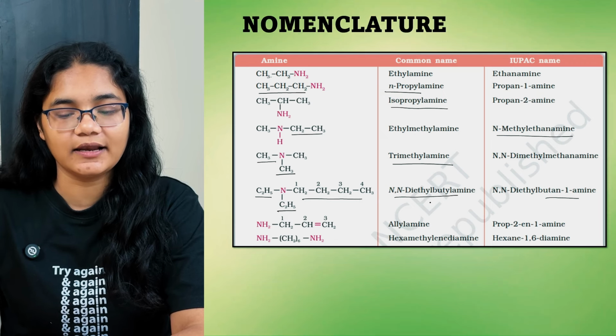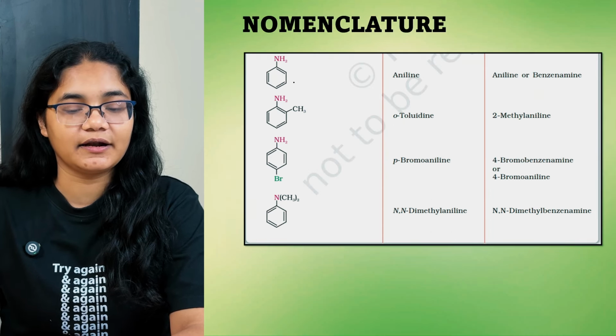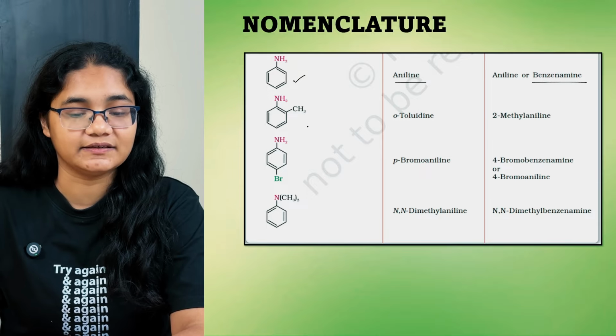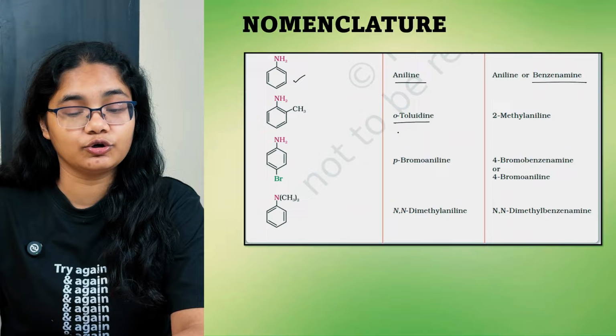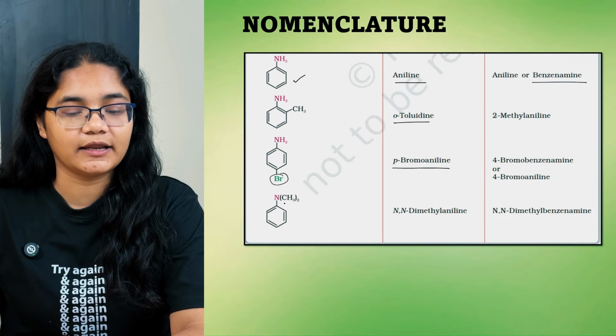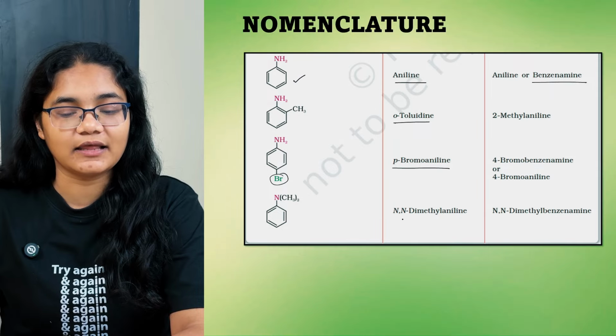Okay, N,N-diethyl butanamine. Now this is the nomenclature, and here for the aromatic amine NH2, the common name is aniline and the IUPAC name is benzenamine. Here if you have a CH3 group at the ortho position, this is called orthotoluidine, and a bromine group at the para position, then parabromoaniline. Then if you have CH3 groups attached to the nitrogen, then N,N-dimethyl aniline.